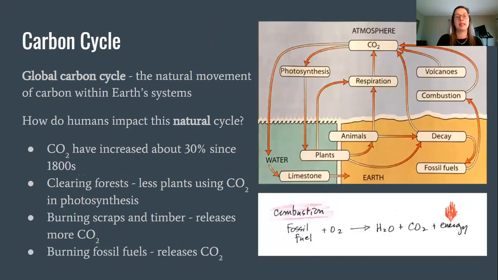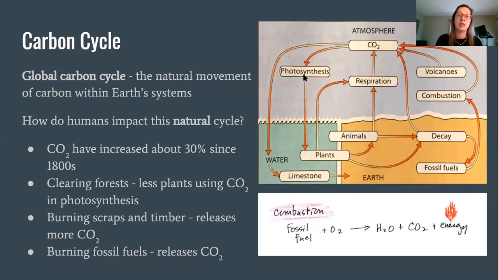So then we have the carbon cycle. The global carbon cycle is the natural movement of carbon atoms in the Earth's systems. Looking at this diagram, you have carbon dioxide in the atmosphere, which contains carbon atoms. That in turn enters into the photosynthesis process. So plants take in carbon dioxide and turn it into nutrients and oxygen. This carbon dioxide also gets dissolved in water and can end up in limestone and back into the Earth.